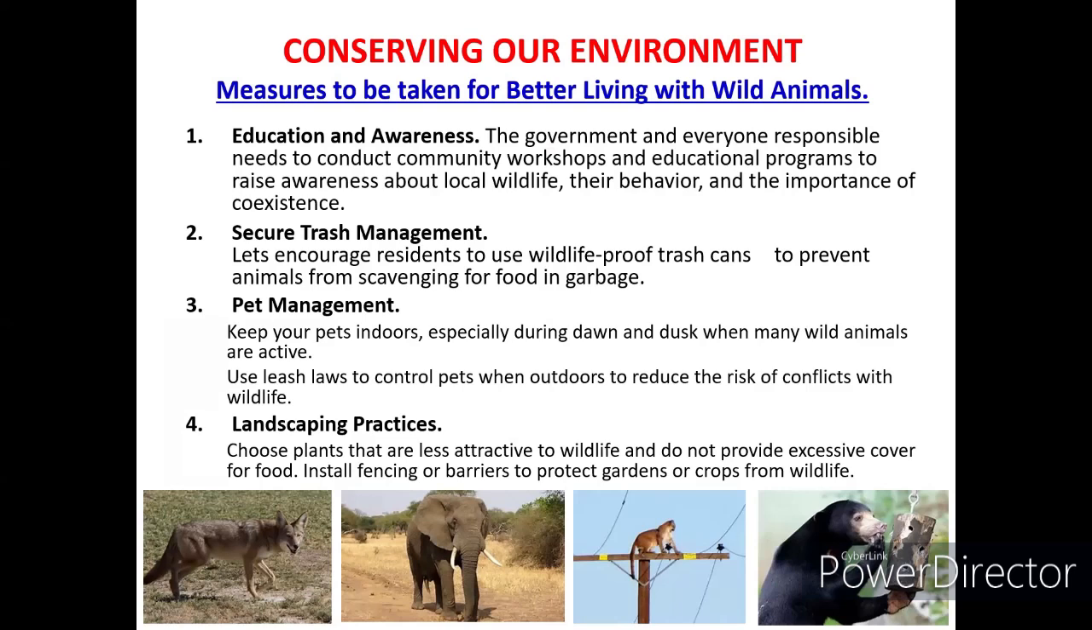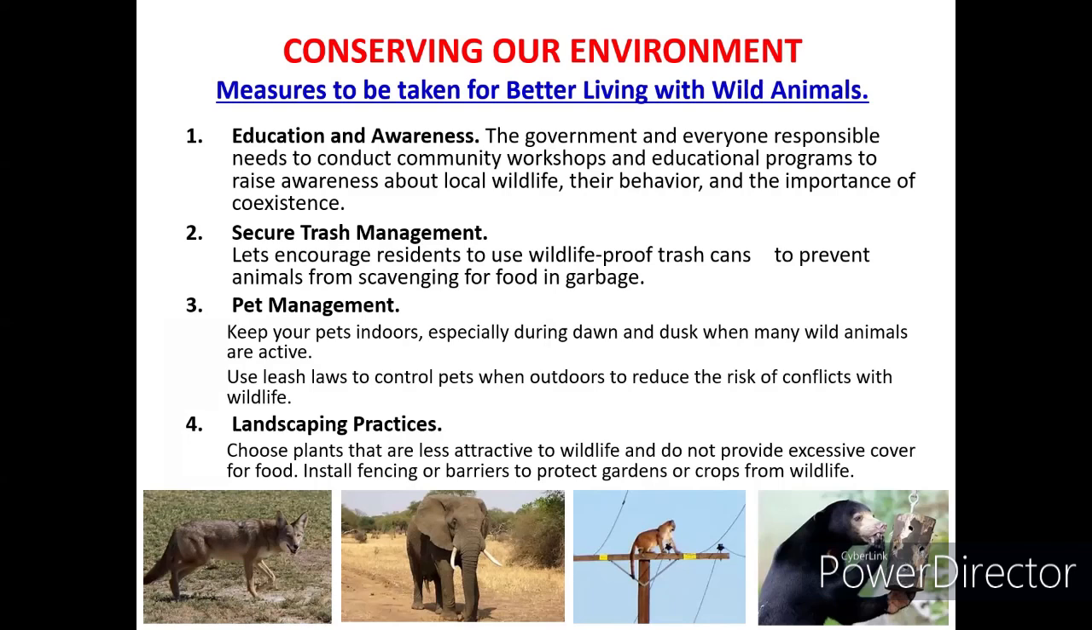1. Education and awareness. The government and everyone responsible needs to conduct community workshops and educational programs to raise awareness about local wildlife, their behavior, and the importance of coexistence. Everyone should know how animals behave and how we can live with them in the same community in harmony. We can educate the community by distributing informational materials, brochures, or newsletters to residents to educate them about the local wildlife.